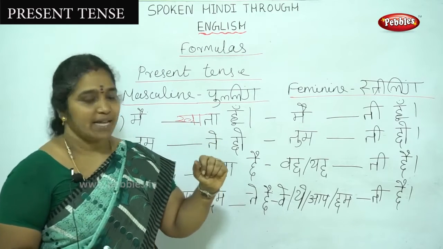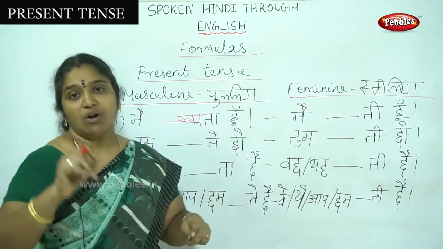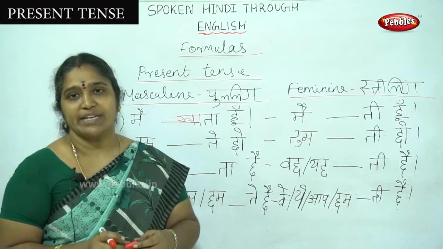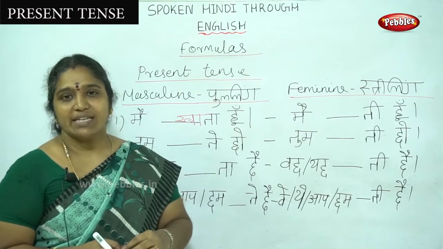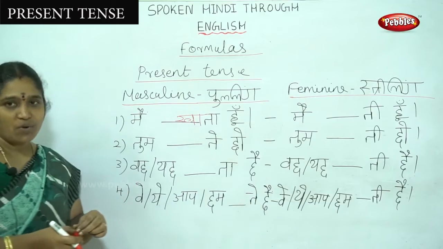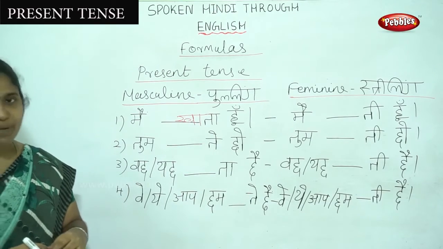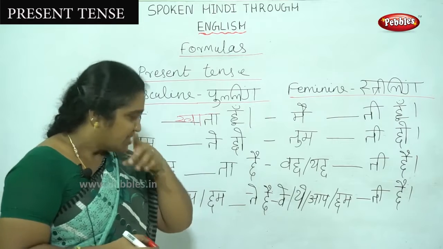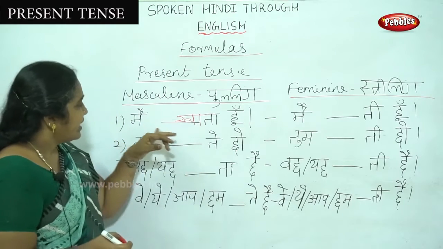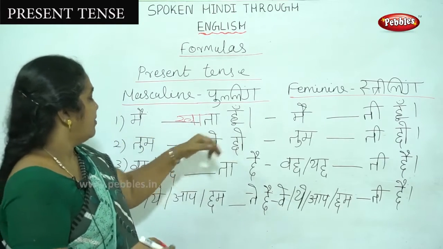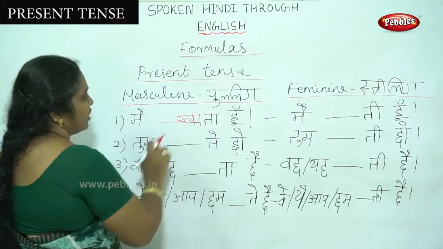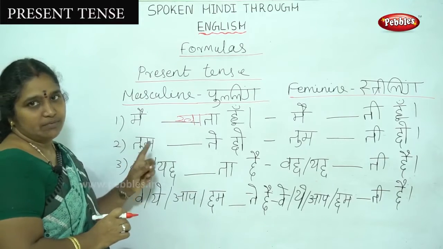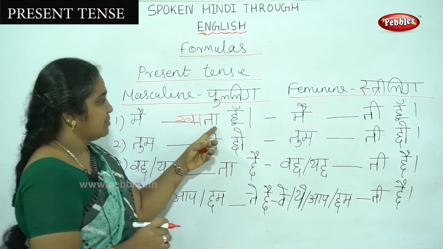At present I am eating, without an object. If a question is raised as what are you eating, I am eating chapatis, I am eating bread, I am eating rice. That's all. मैं खाता हूँ. We have to fill in the root verb here.